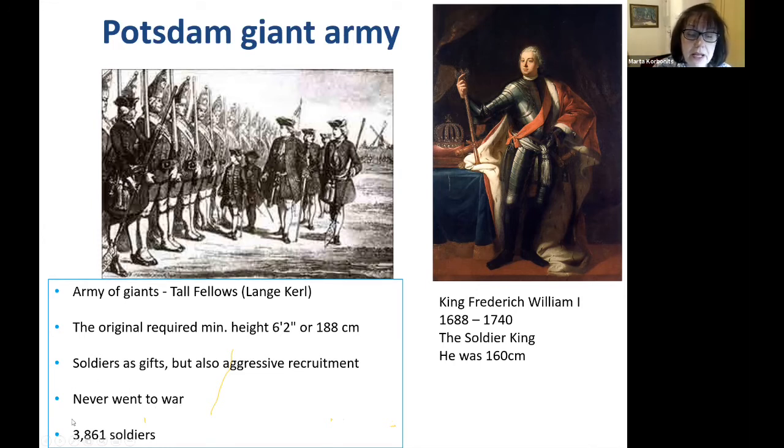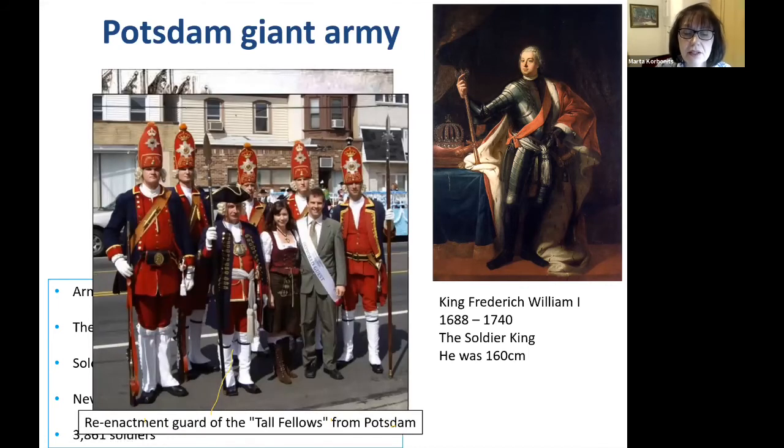And he had at some point almost 4,000 of these tall soldiers from all over the world. Interestingly, the reenactment guard of tall fellows are still present in Potsdam, and they do kind of shows with their army.